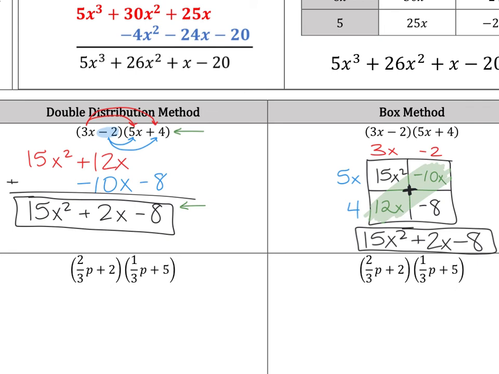So I'm going to pull your attention back. Go back to your notes for a second. We're going to do another example of multiplying just because I think it'll be helpful.